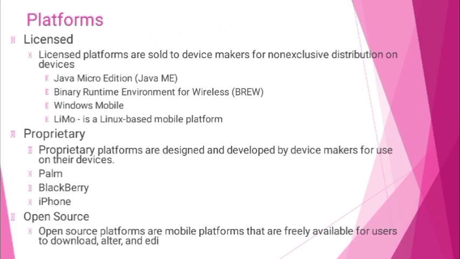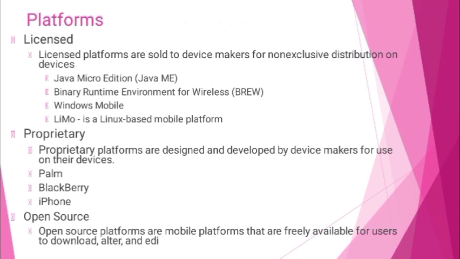Licensed platforms are sold to device makers for non-exclusive distribution on devices. We have Java Micro Edition, Binary Runtime Environment for Wireless, that is BREW, Windows Mobile, and LiMo, which is a Linux-based mobile platform. These are sold to device makers for non-exclusive distribution on devices.